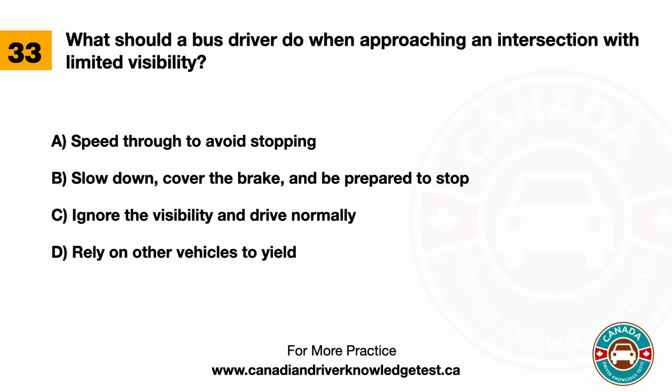Question 33. What should a bus driver do when approaching an intersection with limited visibility? A. Speed through to avoid stopping. B. Slow down, cover the brake, and be prepared to stop. C. Ignore the visibility and drive normally. D. Rely on other vehicles to yield. The answer is B. Slow down, cover the brake, and be prepared to stop.